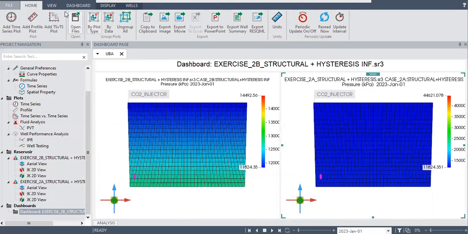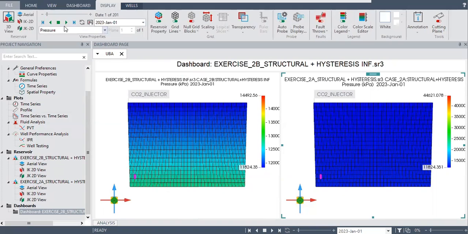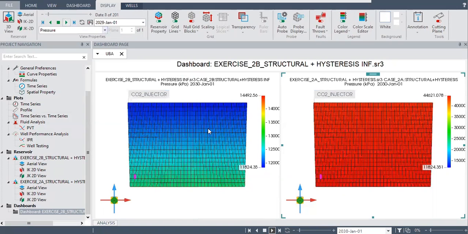All right, so now let's directly check the display and play the pressure. On the right, we have the limited aquifer. The pressure just goes directly up, okay? The pressure increases because we have limited volume. So if we inject CO2, of course, the pressure will increase.